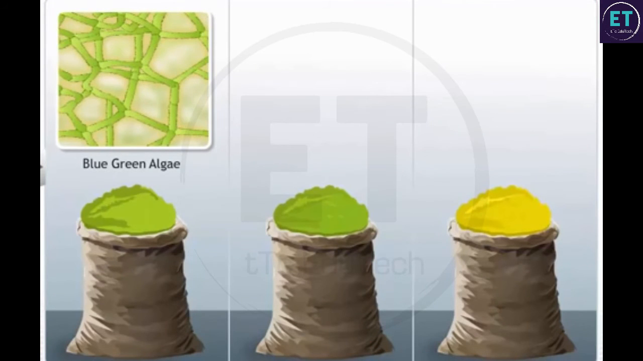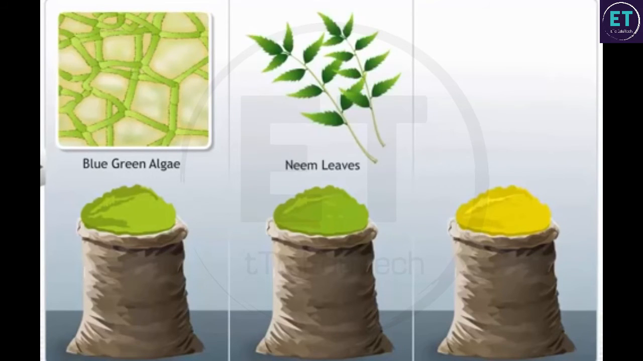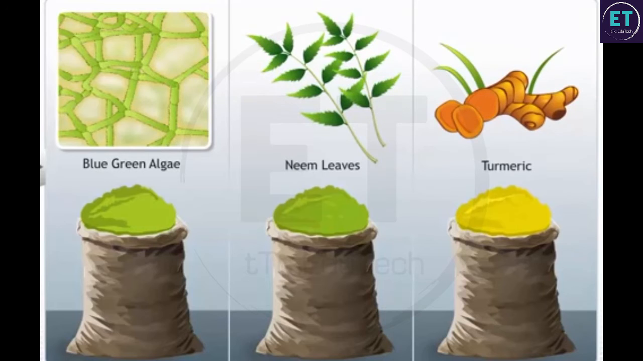Blue-green algae are used to prepare biofertilizer. And neem leaves or turmeric are used in grain storage as biopesticides. Uses of biofertilizers are emphasized to maintain soil fertility.